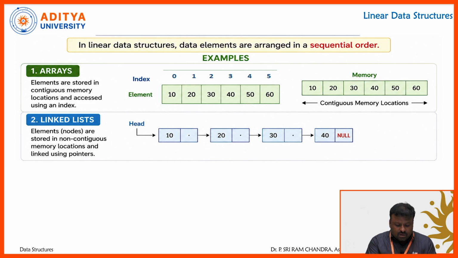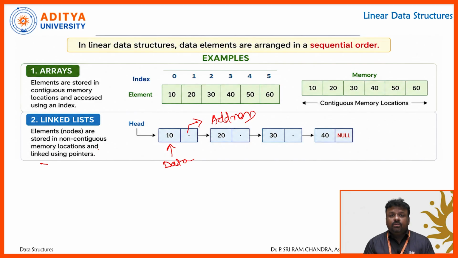That is, elements or nodes are stored in non-contiguous memory locations and linked using pointers. A head pointer will be there, and this 10 is called a data element, and this dot is called address, pointing to the next element, that is 20. What is the next element? 30, and this address points to the next element called 40. Finally, once we conclude that no more nodes are to be inserted, then the last address is treated as null.